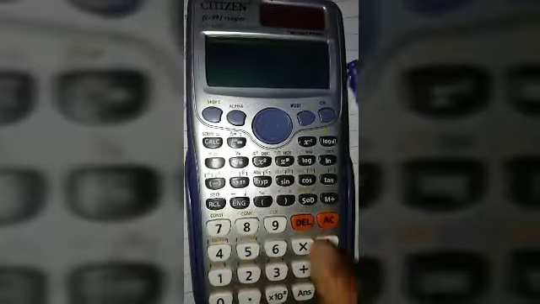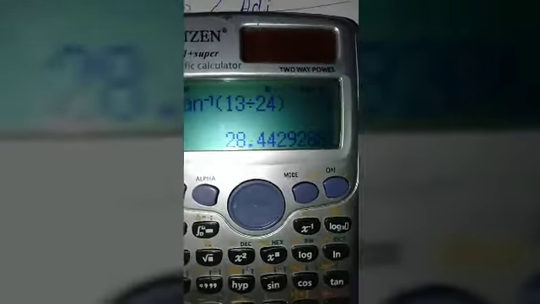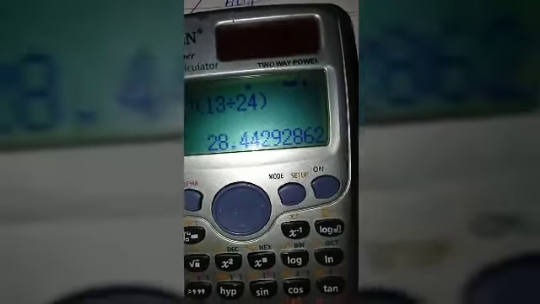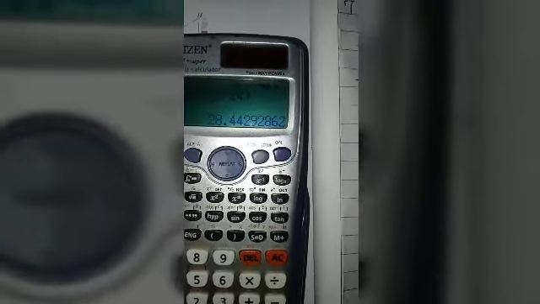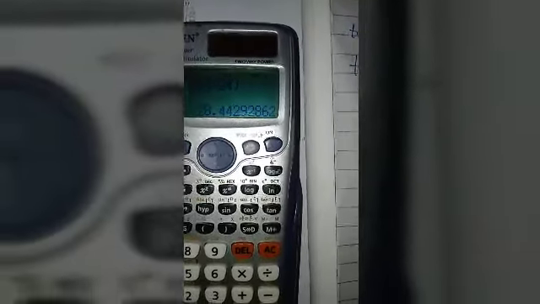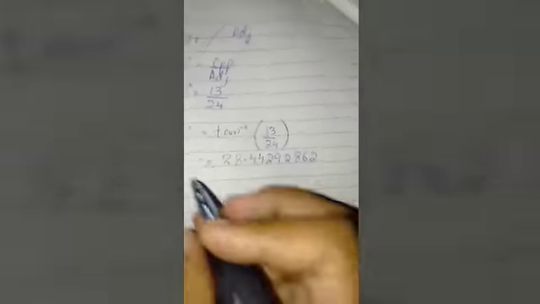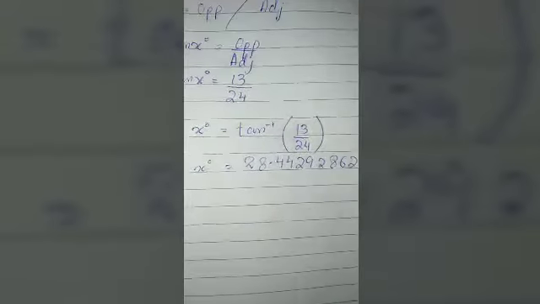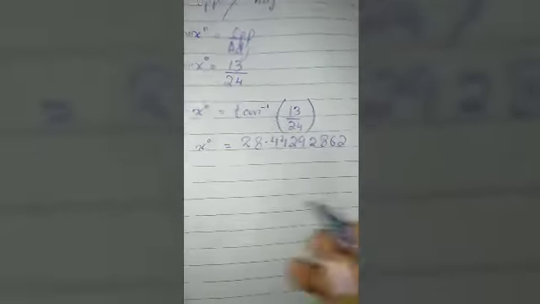The value is 13 upon 24. So 13 divided by 24, closing the bracket, and equals. Yes, we have the value, that is 28.44292862. I'm going to write the value. Now it's a very huge value, as you can see. So how can you summarize it, how can you write it in a short form? That is known as rounding of the data.